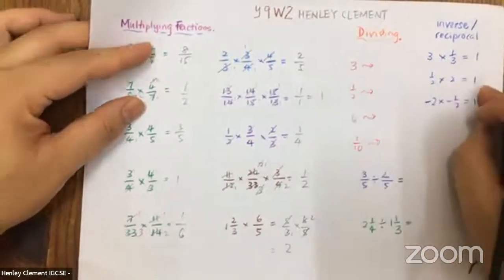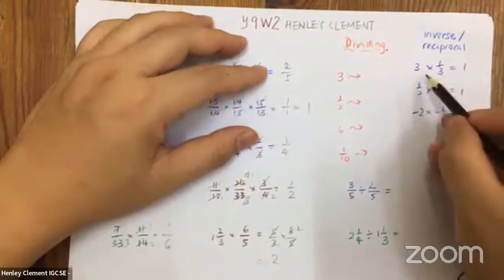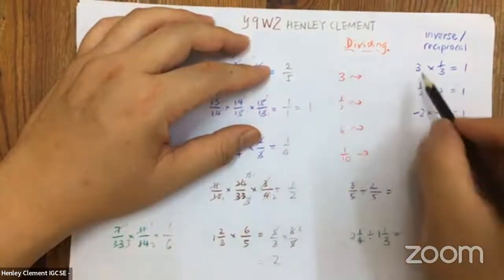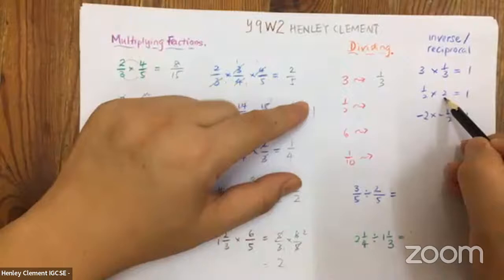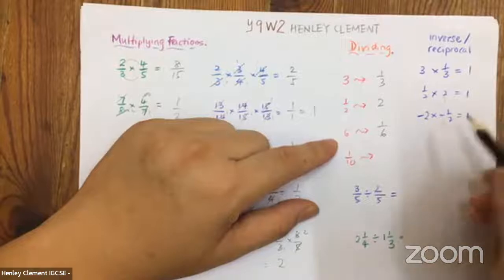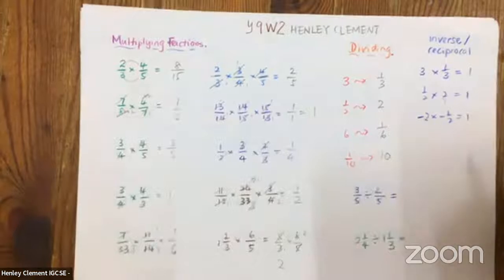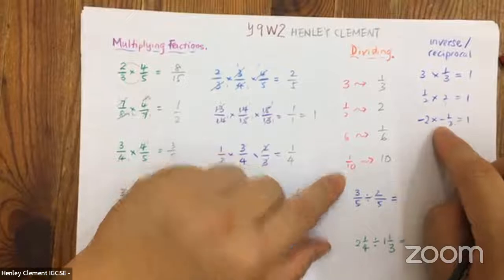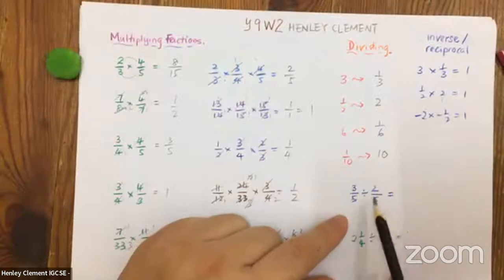Okay, so dividing. First, I want to introduce the reciprocal. Reciprocal means that if you have 3, its partner is 1 over 3. If 1 over 2, the partner will be 2 over 1, so it's 2. For 6, the partner will be 1 over 6, the reciprocal. And then 1 over 10 is 10. If you have a negative, then the same thing happens, you need to get the negative partner. So then we come to the division part.